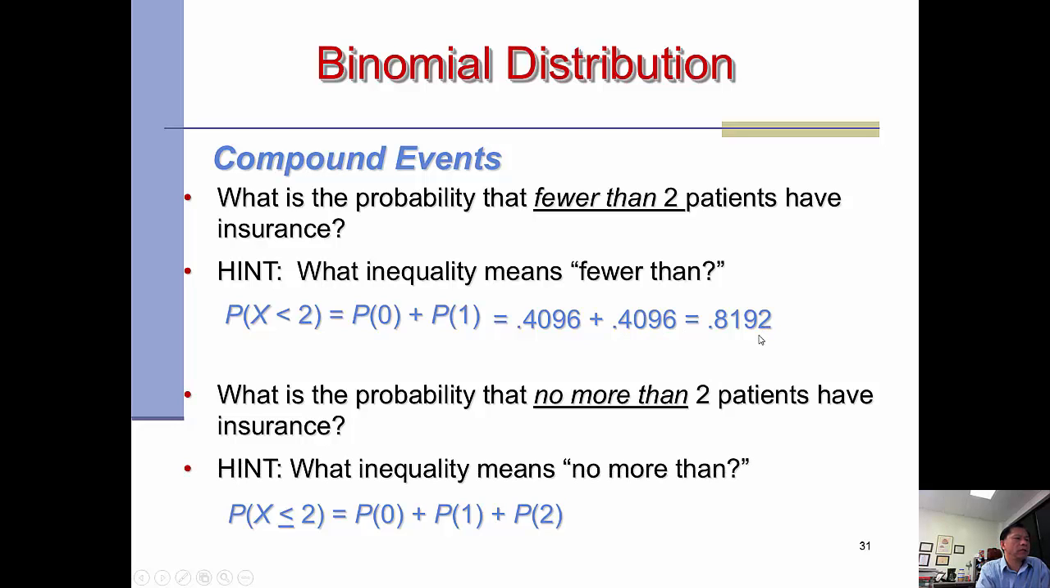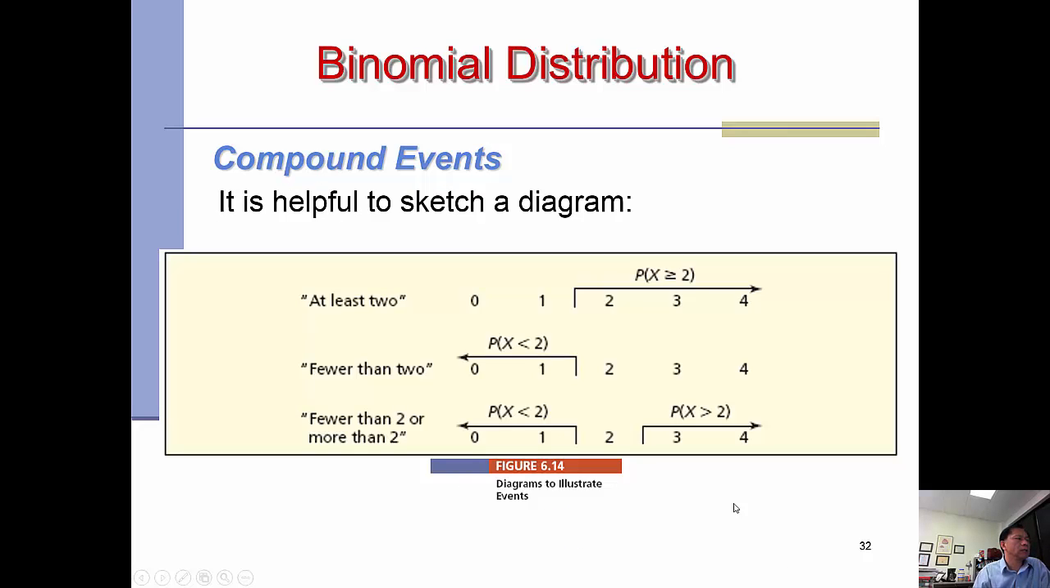Now what is the probability of no more than 2? What is meant by no more than 2? 0 is no more than 2, 1 is no more than 2, and 2 is no more than 2. So we can just add up the probabilities of 0, 1, and 2 to get no more than 2. Sometimes it's helpful to sketch a diagram like this. From here on, this is at least 2. Fewer than 2 is from this point down. This is fewer than 2, and this is more than 2. Okay?